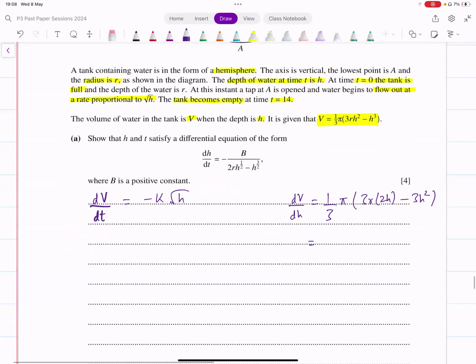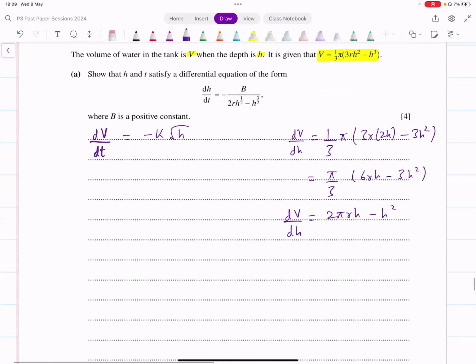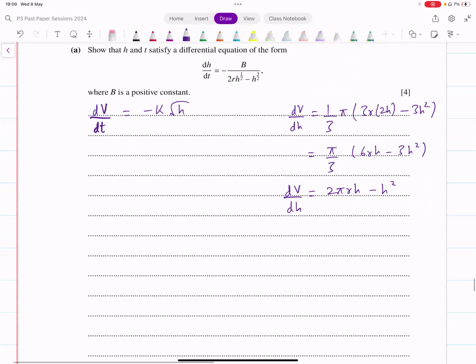Now let's simplify this. It becomes pi/3 multiplied by (6rh − 3h²) inside. Divide each term by 3. 6/3 gives you 2. That's pi times (2rh − h²). That is dV/dh. Now, what is dh/dt going to be then? What do you use for that? You use the chain rule for that. dh/dt, that's what you want to find out.